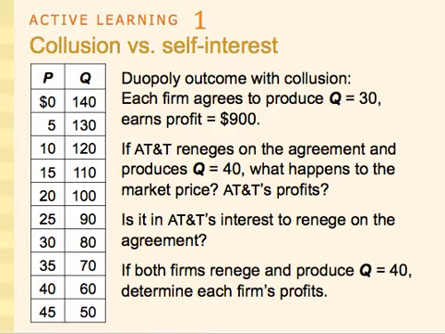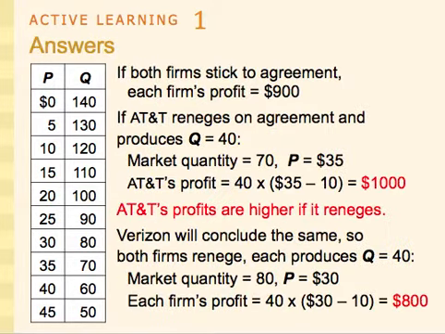Is it in AT&T's best interest to renege on the agreement? If both firms renege and produce quantity 40, let's determine what each firm's profits would be. Well, if both firms stick to the agreement, each firm's profit again would be $900. If AT&T reneges on the agreement, they cheat and produce a quantity of 40. The market quantity then is Verizon's 30 plus AT&T's 40, which is 70. And the market yields for an output of 70 a price of $35.